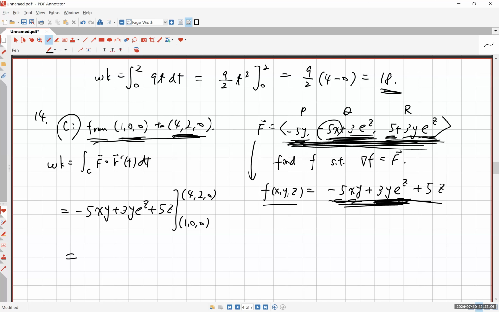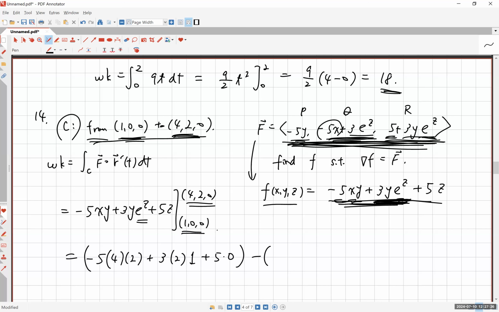Okay, so let's go ahead and put the terminal points here. Negative 5 times xy, that's 4 times 2, plus 3y e to the 0. E to the 0 is not 0, right? Be careful here, it's 1. And then 5 times 0, that's 0. So that's the first part.